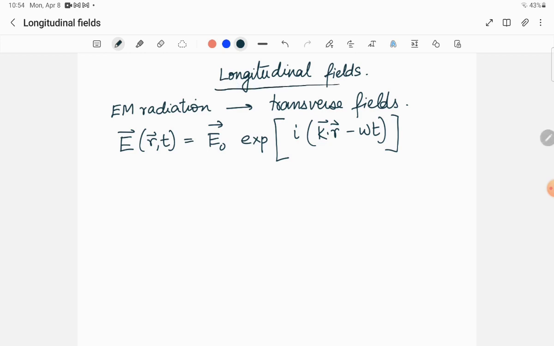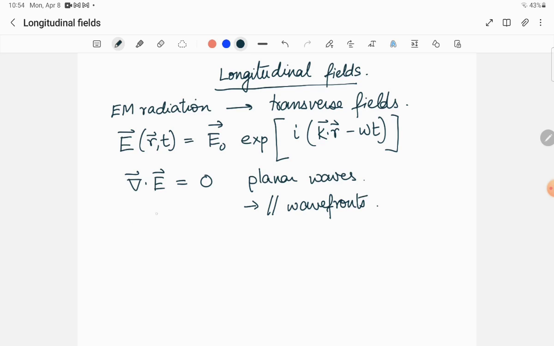Now we are all familiar with the transverse nature of electromagnetic radiation. That stems from the form of the electric field that we write for an electromagnetic wave, where all the notations are probably familiar to you. Now in such a case, for planar waves, we put divergence E is 0. By planar waves we mean that it has parallel wave fronts extending to infinity.